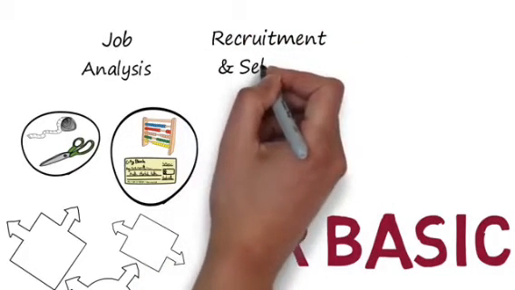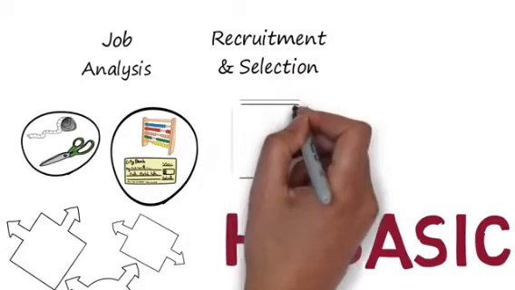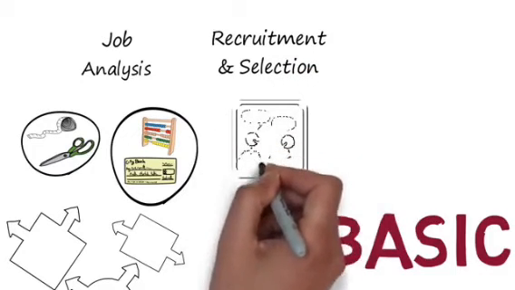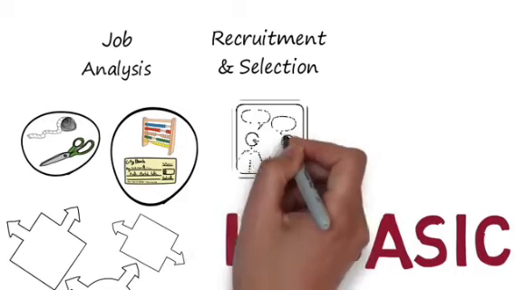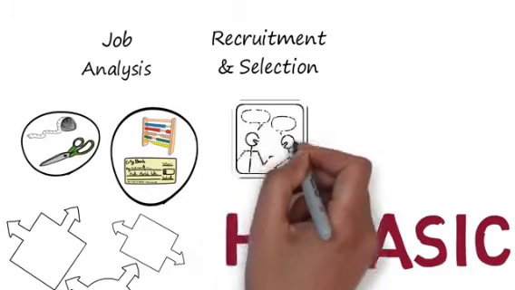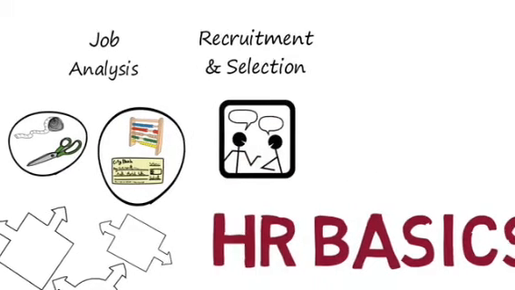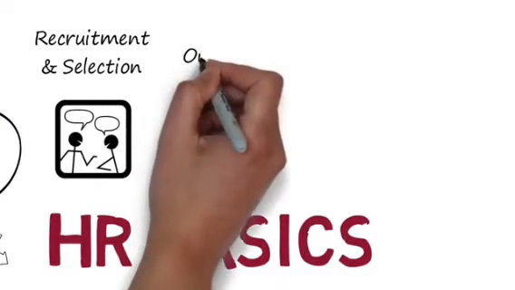So the next HR function is recruitment and selection. You need to advertise these jobs, get job applicants, interview the applicants, figure out who has the skills and the aptitude for these jobs and who's going to be a good fit with the organization.